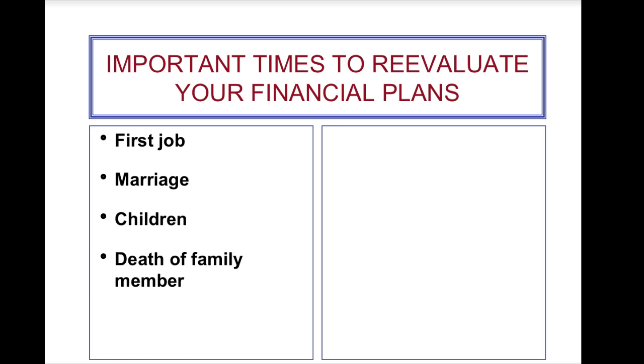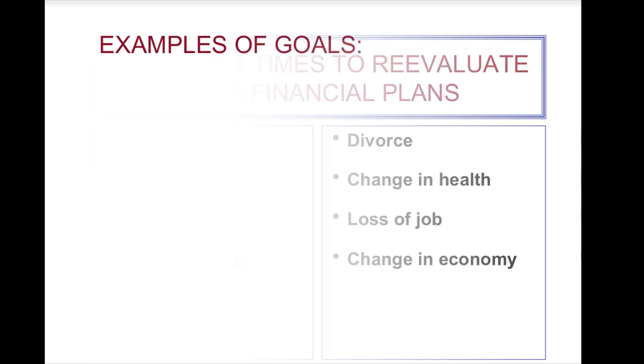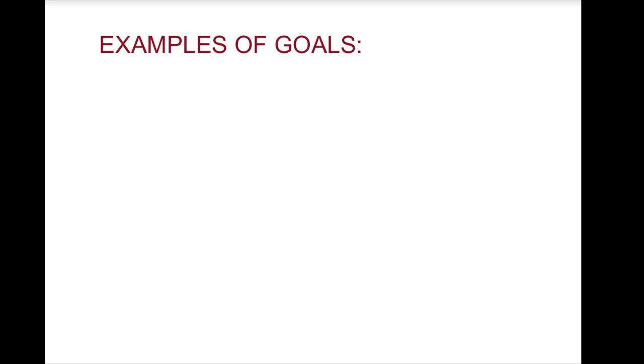When children come about, if there's a death in the family, quite often families have to pool the money to help cover some costs in case the deceased relative had not made preparations prior. So others include divorce, changes in your health, loss of job, changes in the economy, and one that I mentioned in previous sessions, when you start to get older, when you hit your 60s and 70s, your income starts to decline, so you have to reassess your position.